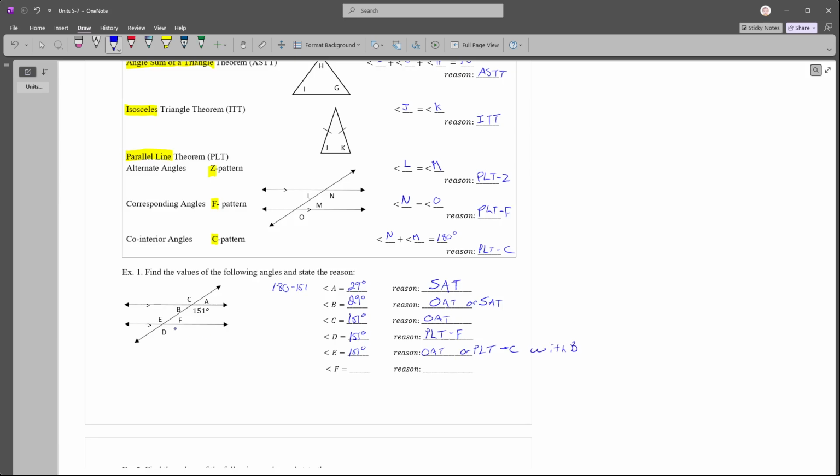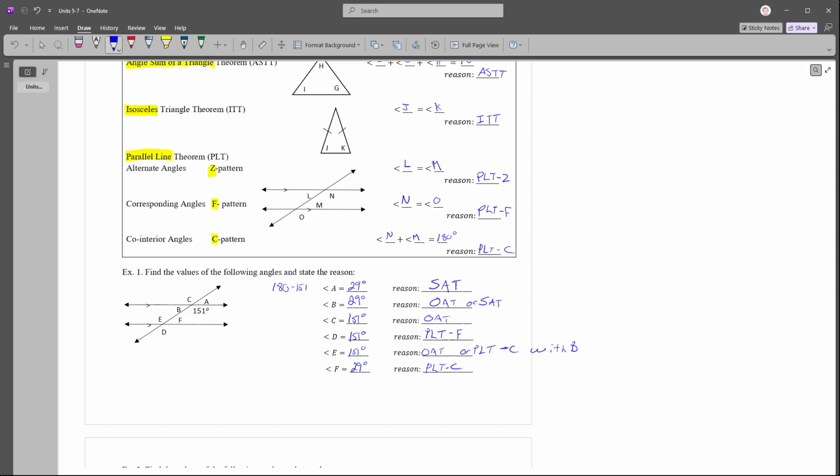Awesome. And finally, we have angle F. Now, angle F could be the C pattern with the 151. It could be supplementary angle theorem with E. So we could choose what we want. Since we haven't done an official C pattern, we'll do the C pattern this time. So this one is going to be 29 degrees as well, because we know that a C pattern says that the two interior angles of the C add up to 180 degrees. So 151 plus what gives me 180? Well, 29 again. So this is going to be the parallel line theorem, C pattern.